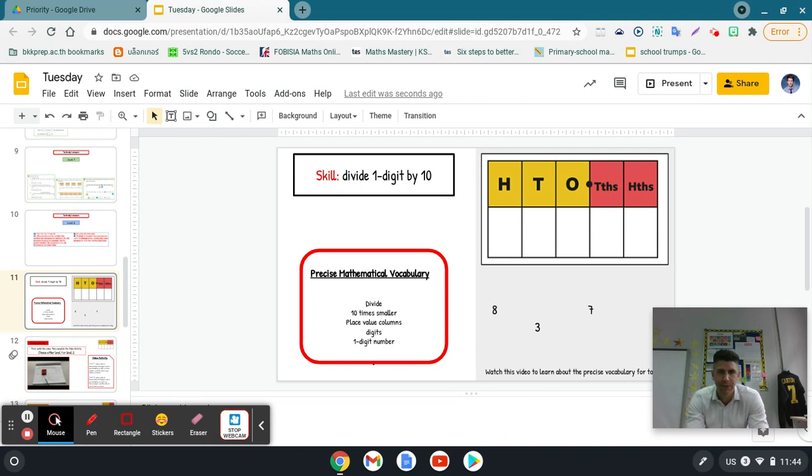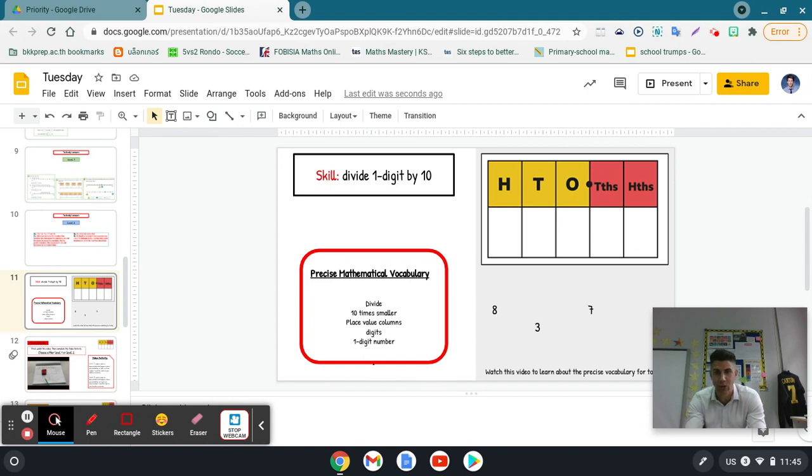So here's some of the precise mathematical vocabulary that you're going to need for today's lesson. There is that word divide. Now, if we divide something, we share things out. We divide by 10 today, so we're going to be sharing things out into 10 groups. Or we're going to use our place value column as a shortcut and just move one place to the right, because that's what happens when a number gets 10 times smaller. So there's that phrase there, 10 times smaller. When you divide a number by 10, it gets 10 times smaller.